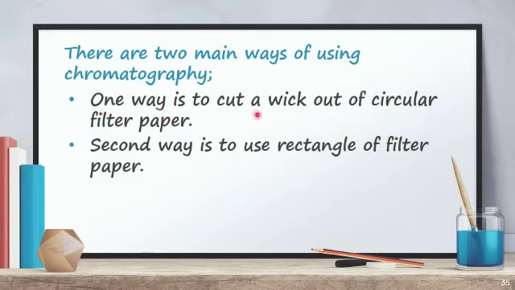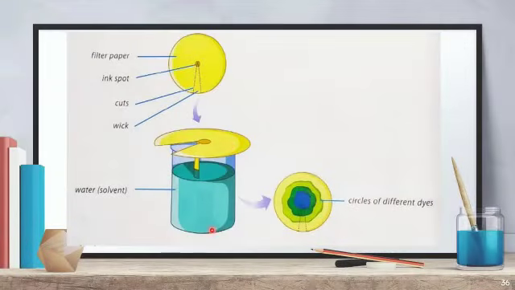So here are the two main ways of using chromatography. One way is to cut a wick out of circular filter paper, and the second way is to use a rectangle of filter paper. Here you can see a beaker which contains a solvent, over which there is a filter paper, and a wick is cut out of it.